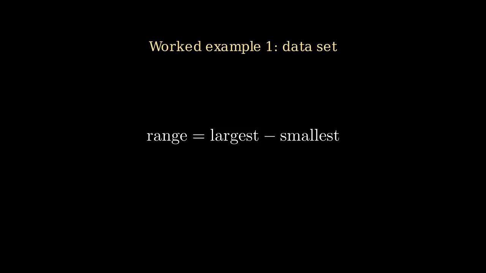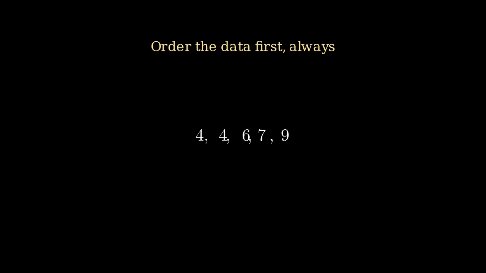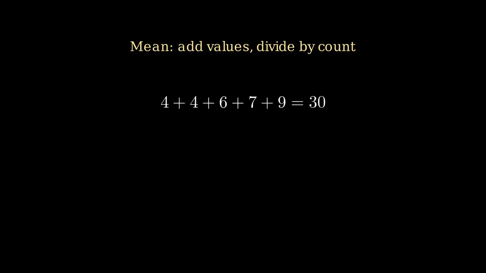Let's try worked example 1 with the data set 4, 7, 4, 9, 6. Before we do anything else, we must order the data from smallest to largest. That gives us 4, 4, 6, 7, 9. For the mean, we add all 5 values together. 4 plus 4 plus 6 plus 7 plus 9 equals 30. Then we divide by the count, which is 5. 30 divided by 5 equals 6. So the mean is 6.